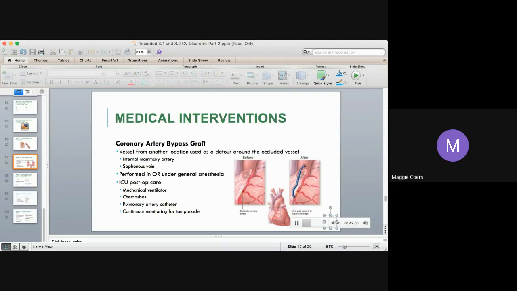And basically what's done is that they'll stitch this other vessel to the aorta, and then the other end distal to the blockage, so that the blood flow is routed around the blockage of the coronary vessel. It almost creates a detour. These are always done in the OR under anesthesia. Usually when the patient comes out of surgery, they'll have 2 chest tubes in, one in the medial sternum and one lateral.